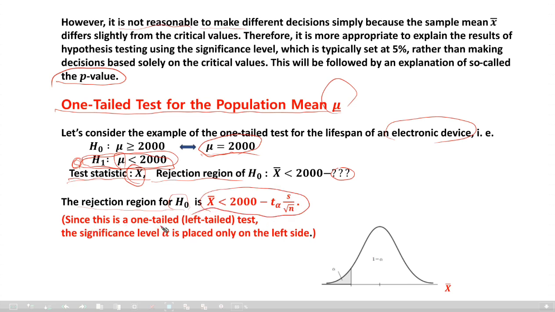Since this is a one-tail, left-tailed test, the significance level alpha is placed only on the left side. Alpha is over here. You should not divide alpha on the right-hand side here. Only on the left side. So, left side hypothesis testing. Okay? It is not complicated, but I don't know whether you understand this one or not. I hope you may get it.